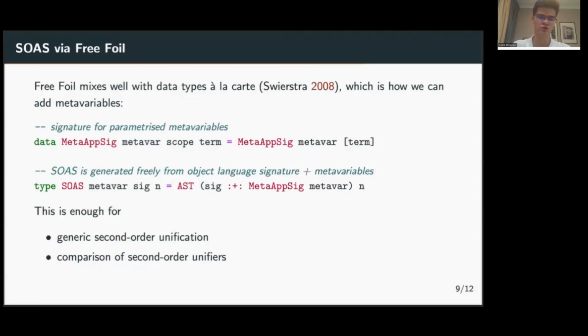To recover second-order abstract syntax, we need also to add parametrized metavariables. Instead of having them built in, currently we choose to rely on compatibility with the data types à la carte approach and specify a separate signature for metavariables. The second-order abstract syntax is then generated freely from the sum of the object language signature and the metavariable signature.